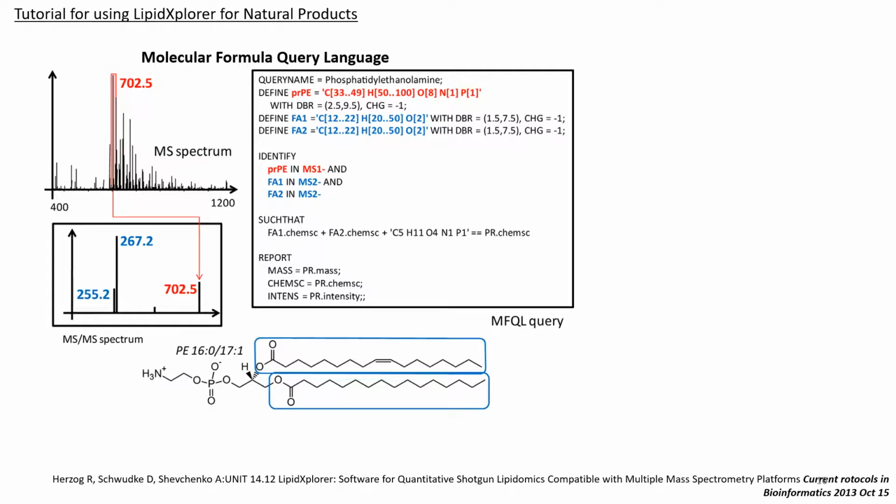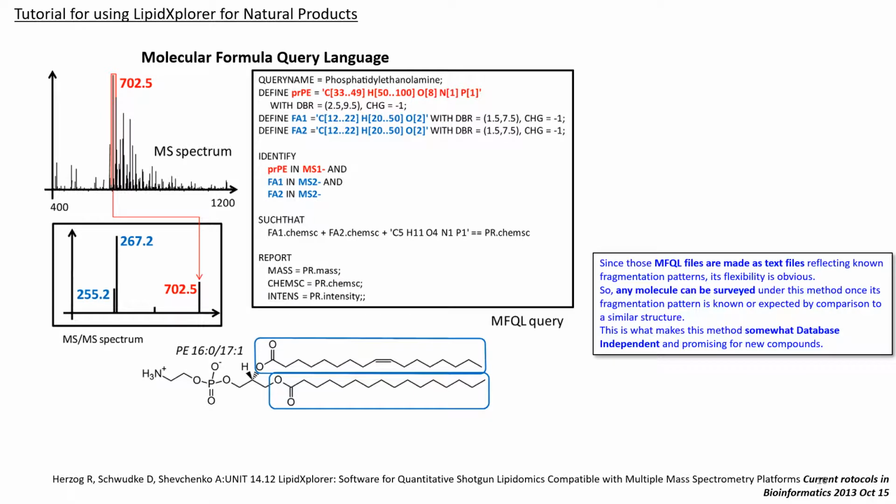Well, the whole system depends on those MFQL files, that is, molecular formula query language. They are made of text files reflecting fragmentation patterns, so its flexibility is obvious. Thus, any molecule can be surveyed under this method once its fragmentation pattern is known or expected by comparison to a similar structure. This is what makes this method somehow database independent and promising for new compounds.